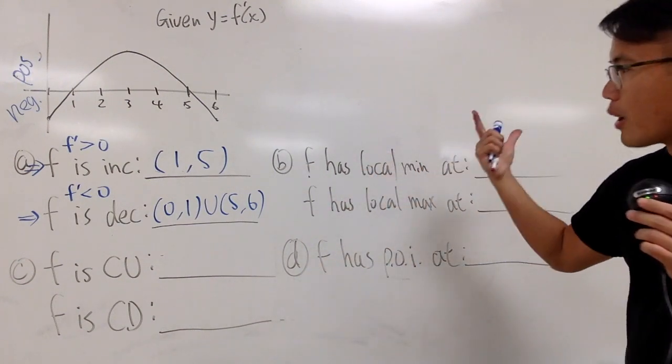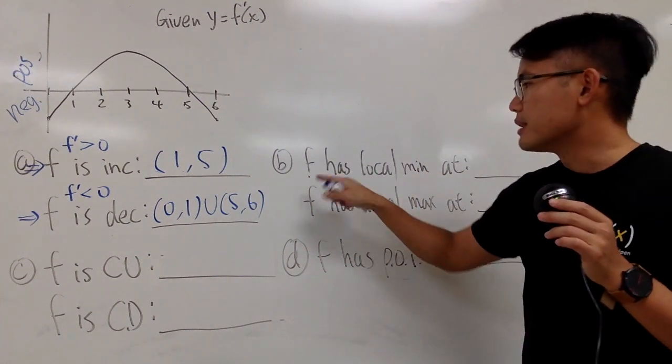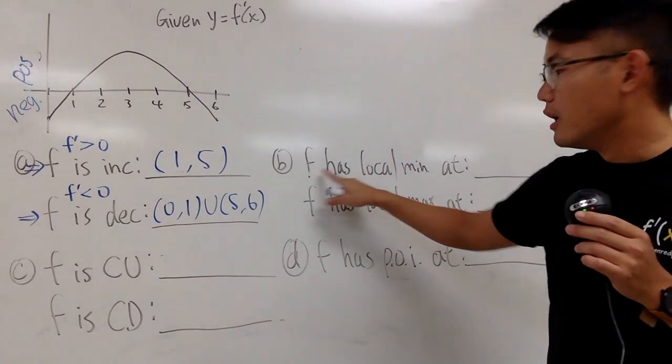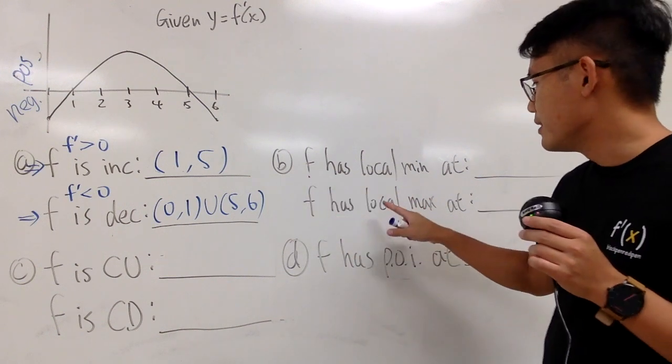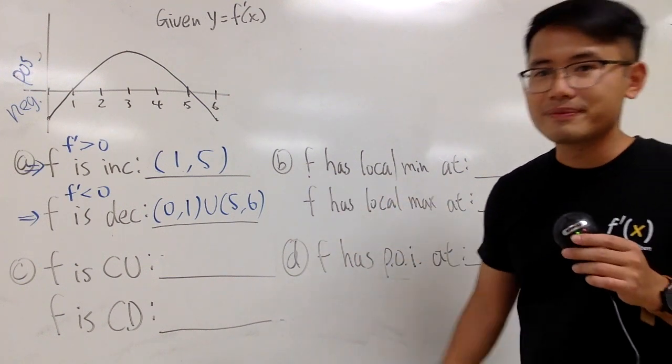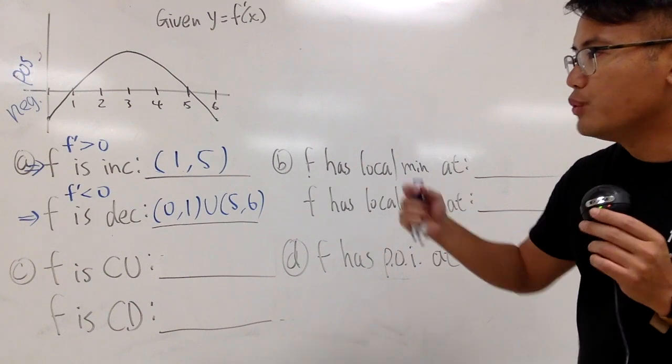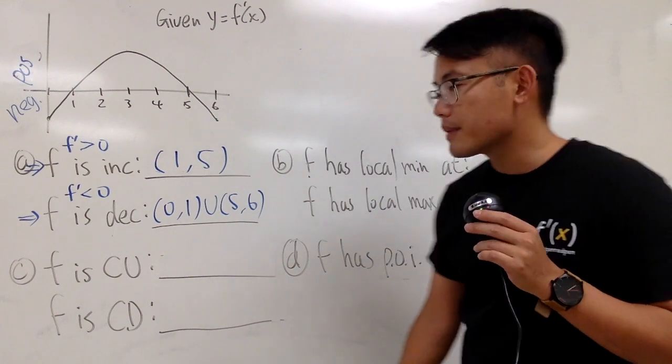Now let's do part B. And part B is about finding the local minimum of the original function and then finding the local maximum of the original function. So once again, we really have to utilize the derivative right here, okay?